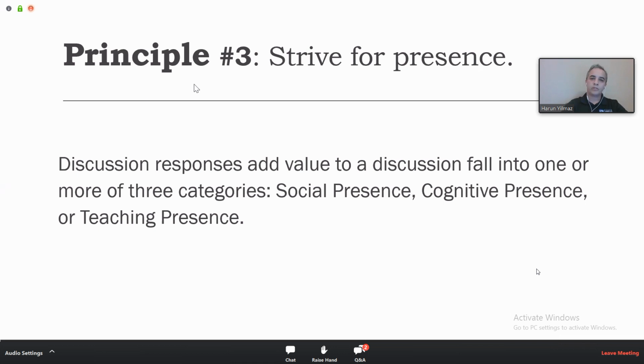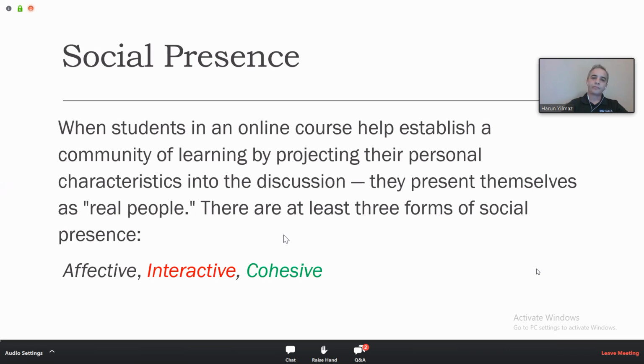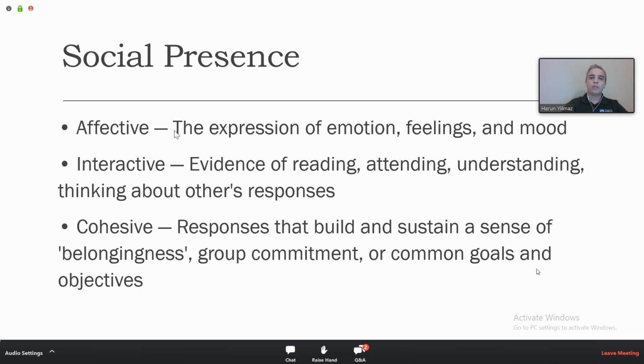And the third principle is striving for presence and discussion responses add value. So you may consider using some kind of discussion forums for your classes, social presence, cognitive presence, and teaching presence as the subset of the third principle. And also social presence is divided into three parts: affective, interactive, and cohesive. So you need to consider the expression of emotion, feelings, and mood. And interactive, evidence of reading, attending, understanding, thinking about other responses. And the last one is the sense of belongingness in terms of group commitment or common goals and objectives.